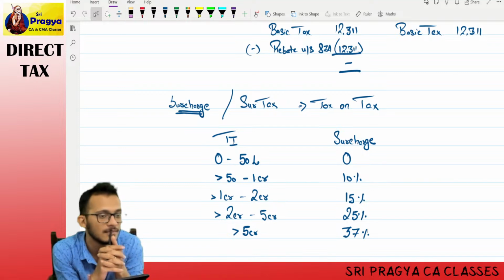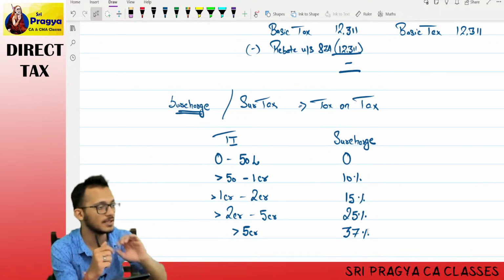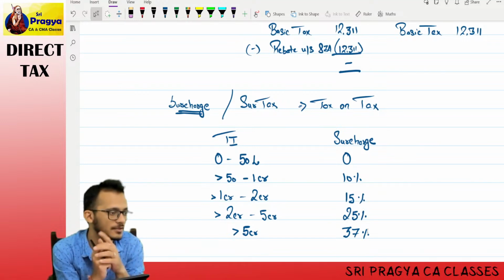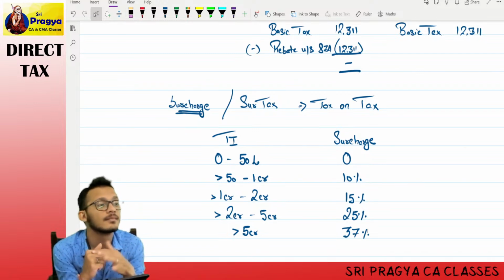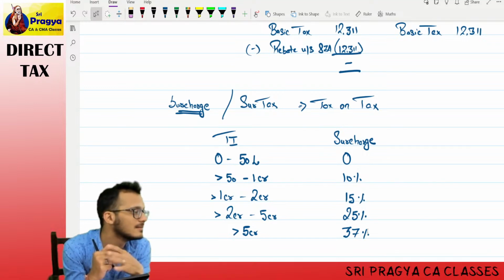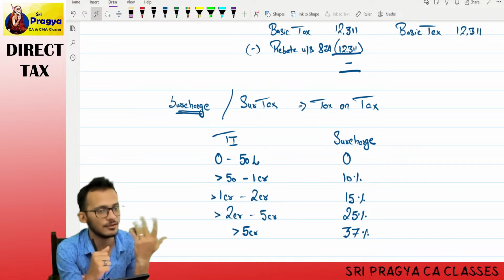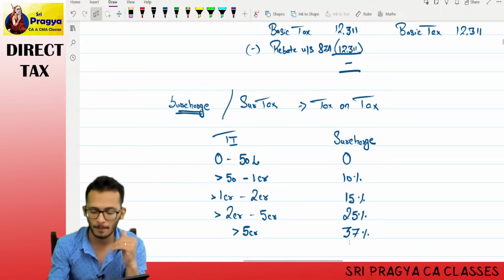What is it? 5 crore? It's 5 crore 92 lakhs, which means you are falling in super rich. Now you need to pay 37%. Question is, 37% of what? It is 37% of the basic tax. I told you, it is tax on tax. So on the basic tax number, 37% will come on top of that.